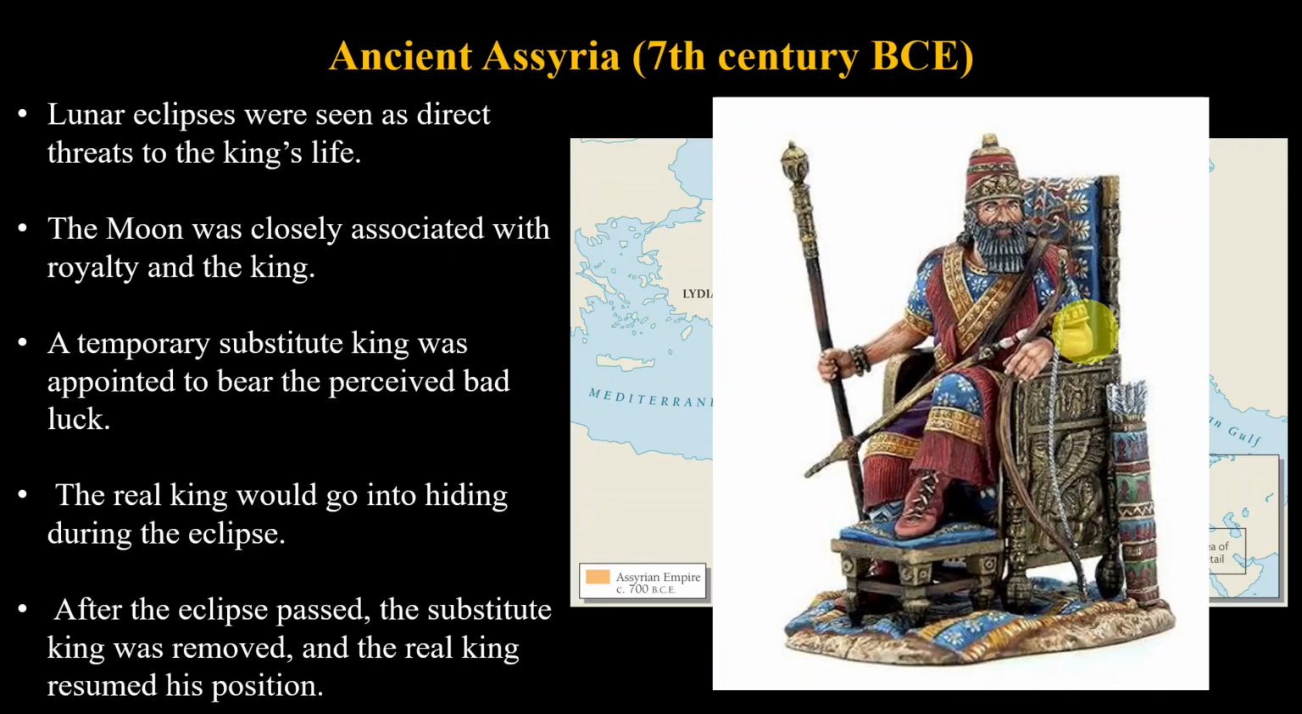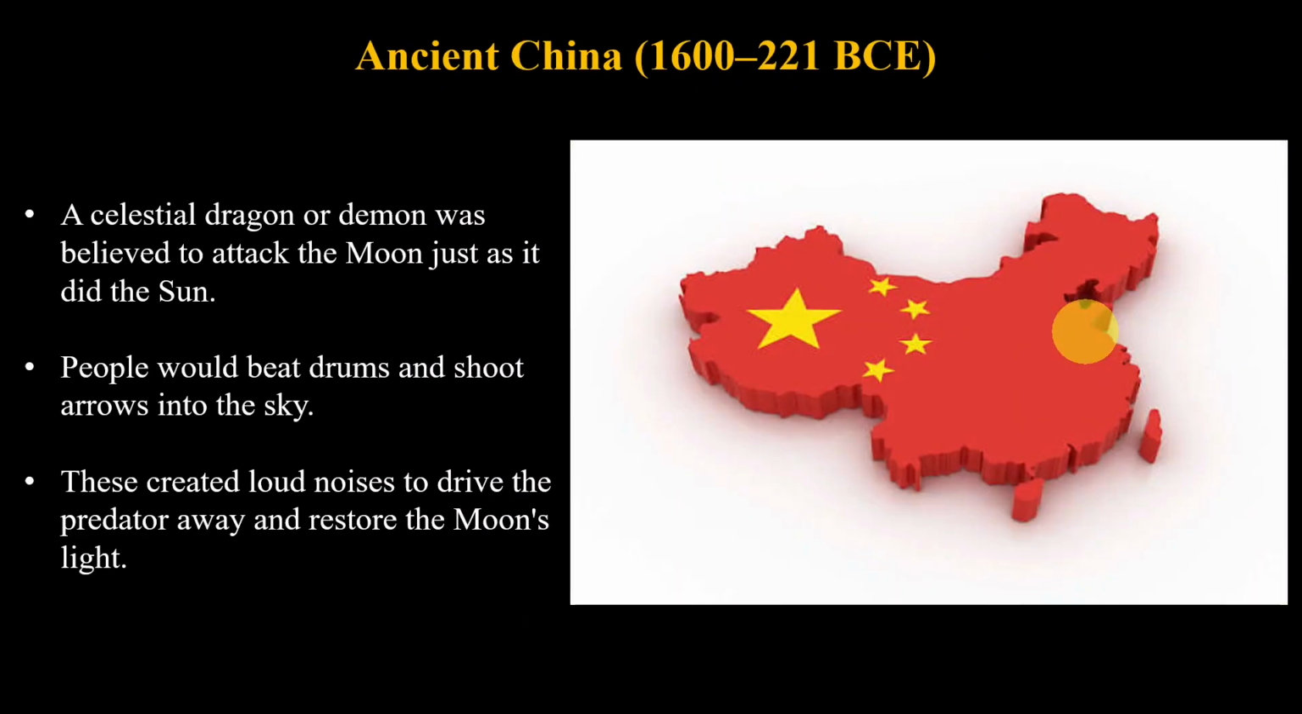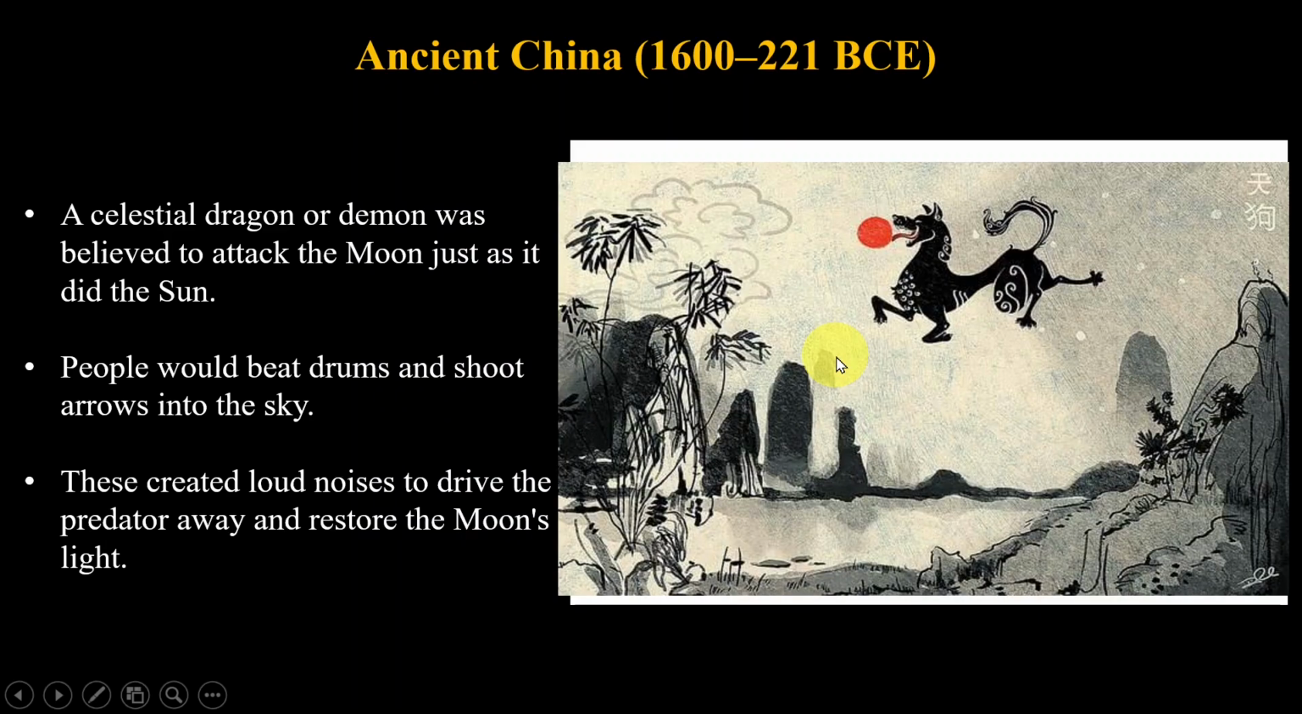So it's weird for the moon to turn red, so they explain it as a curse. How about the ancient Chinese? They believed a celestial dragon or a demon attacked the moon just as it did the sun. Remember when we talked about solar eclipse? In the daytime, the sun suddenly becomes dark, it goes away. So it seems like something is swallowing it.